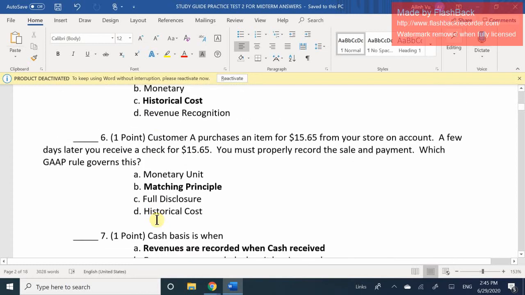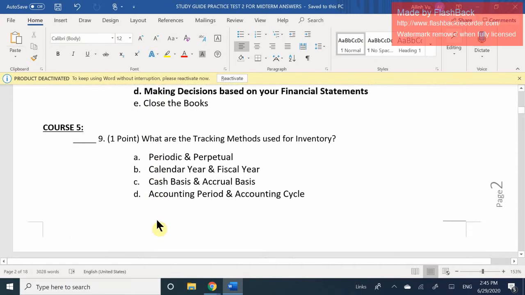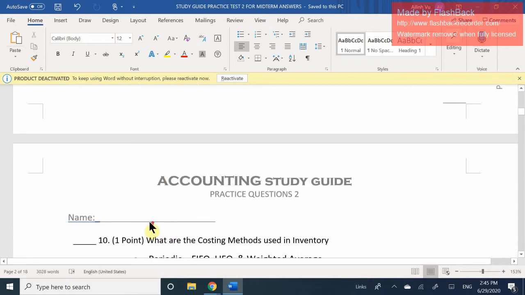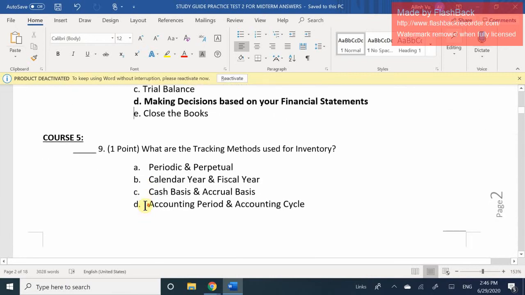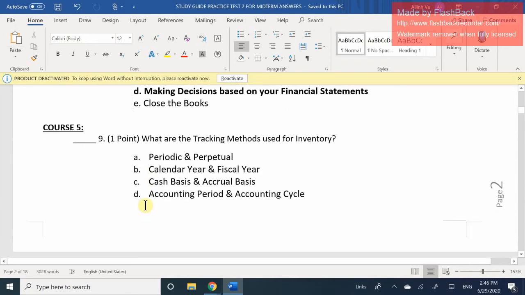All right, if you guys vaguely remember what chapter 5 is, it's all about inventory. So good luck. So number 9, okay? Remember, chapter 5 and chapter 6 only deal with what type of inventory? This is off question, by the way. Periodic. Okay, so question number 9 asks, what are the tracking methods used for inventory?